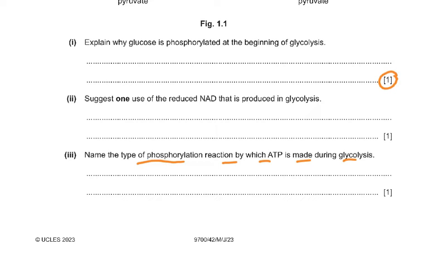Then name the type of phosphorylation reaction by which ATP is made during glycolysis. Now that's actually a point of the syllabus. If you look at the syllabus, that's a very important point. This is called substrate linked or substrate level phosphorylation. Substrate link, or you can say substrate level phosphorylation.